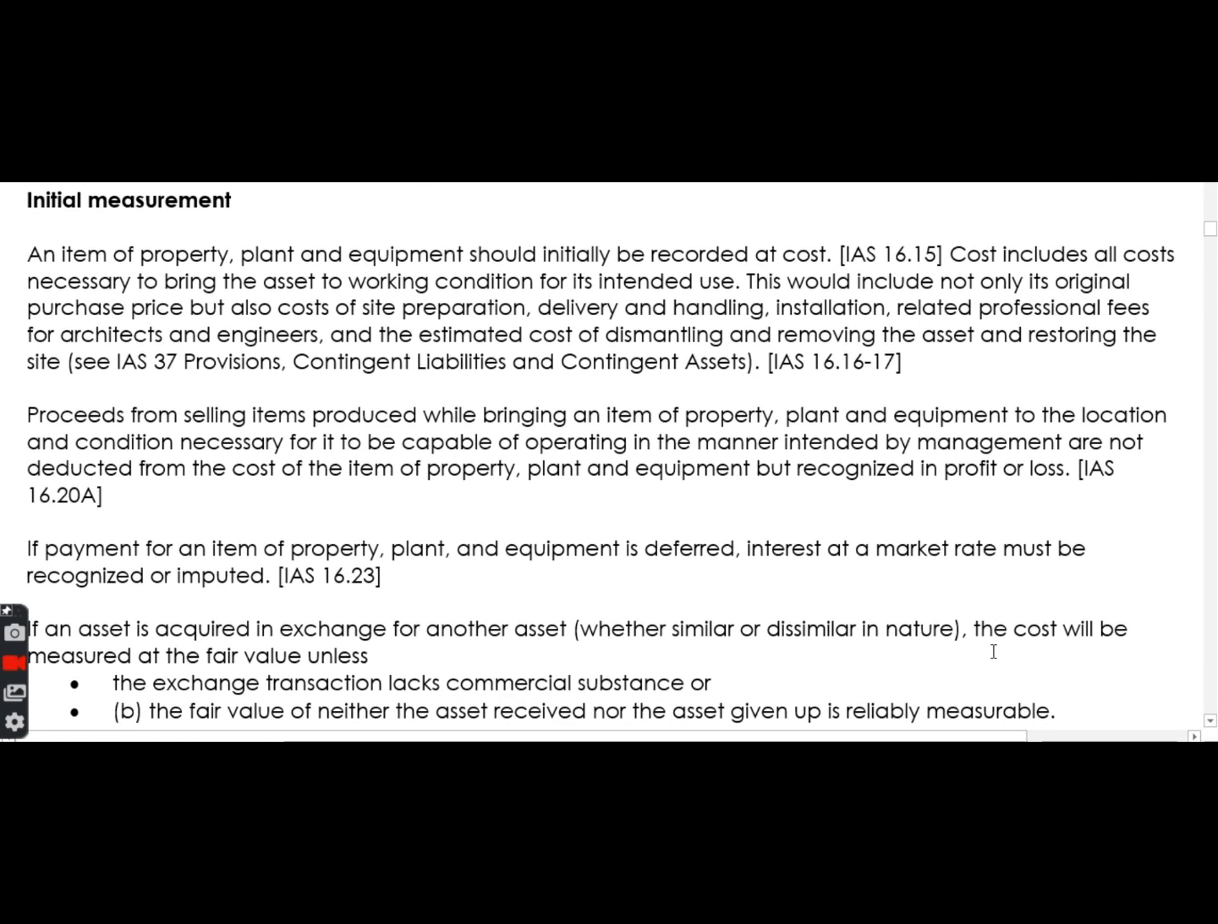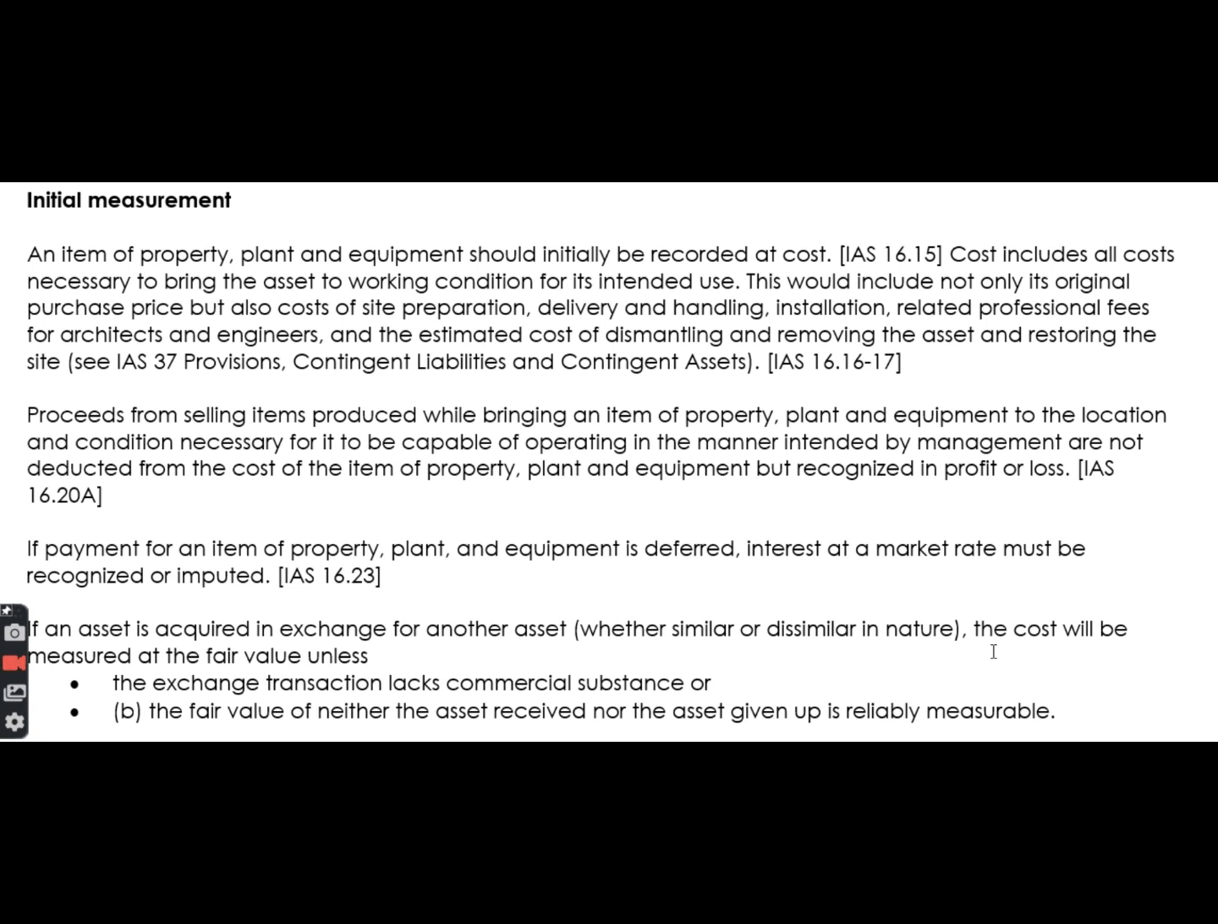As provided by the standard, for initial measurement, we are going to recognize it at cost, and the amount of the cost that will be capitalized will depend on the type of acquisition that was made. We are going to discuss in detail later on the various methods of acquisition, but generally we are going to consider that some acquisition will be in the form of purchases. So in that case, we are going to capitalize the purchase price together with other incidental costs that are directly attributable to bringing the PPE to its intended location and condition.